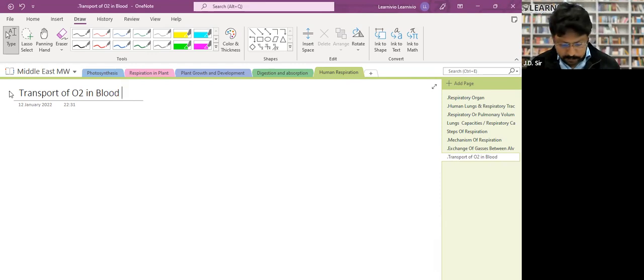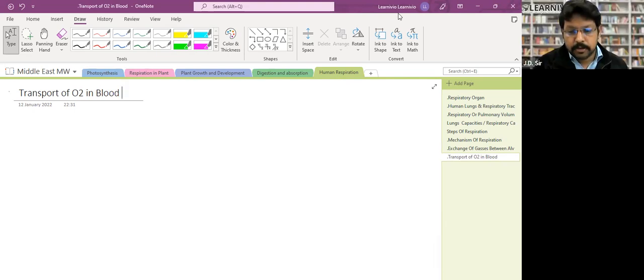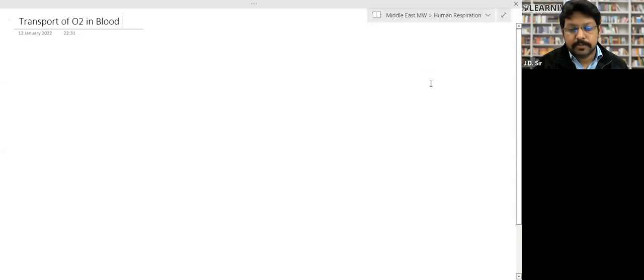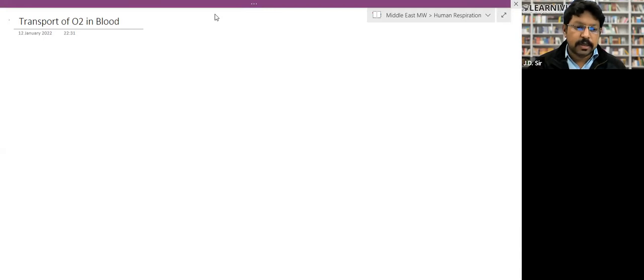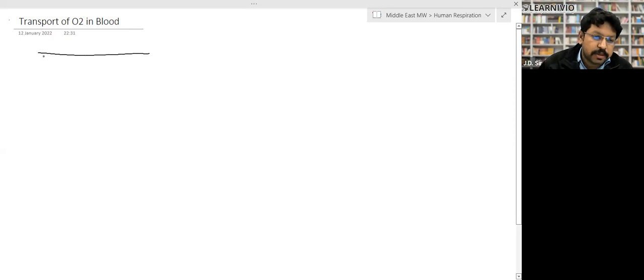Okay. Yes, sir. Start noting down the first point. O2 is less soluble than carbon dioxide. There are two things which carry this oxygen: the blood plasma and RBC. Suppose that this is a blood capillary.